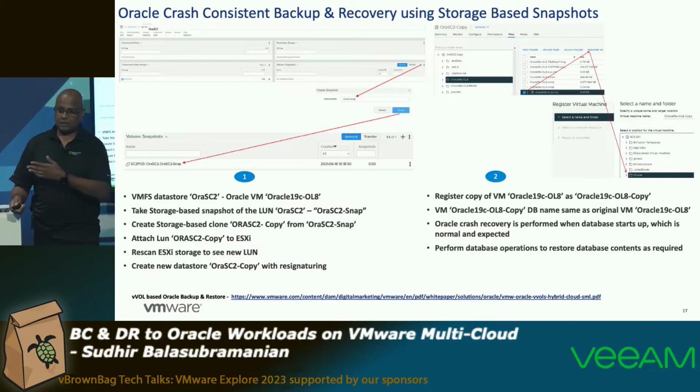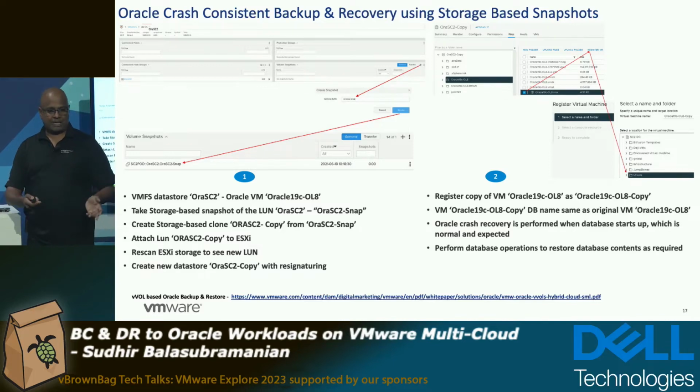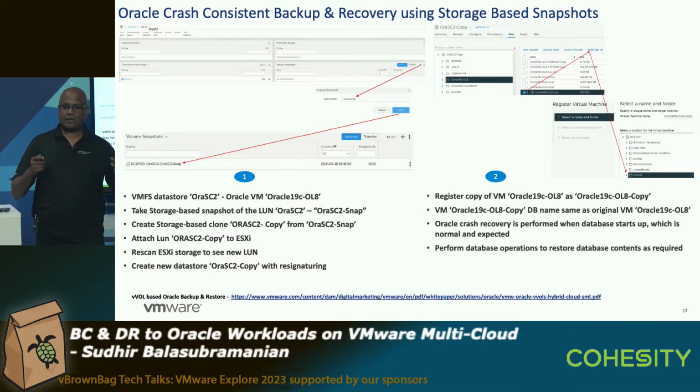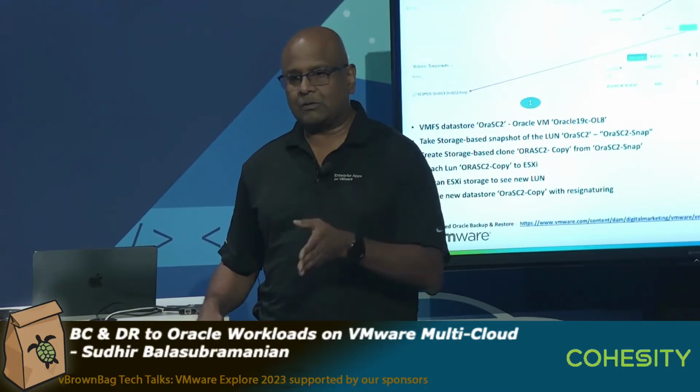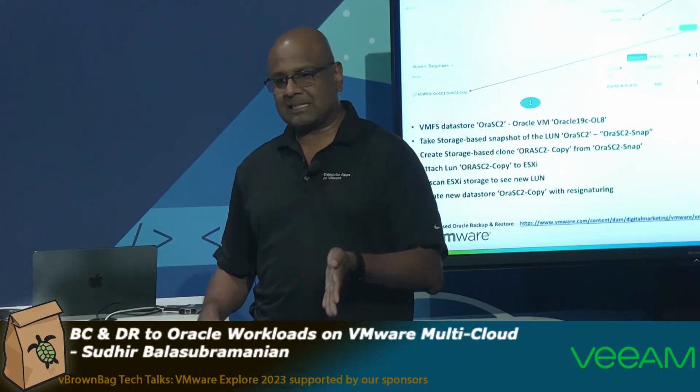I attach that LUN to an ESXi server. I've got to re-signature it, right? Because it has the same UUID or the SCSI ID. I do that, I scan it, datastore number 2 or datastore underscore clone comes up, your virtual machine comes up, and guess what? Oracle does the magic for you. It does that crash recovery. So again and again, you will hear the same theme from me in pretty much every second slide: Oracle does the magic, Oracle does the crash recovery. You don't have to do anything different. Crash consistent works like a charm.